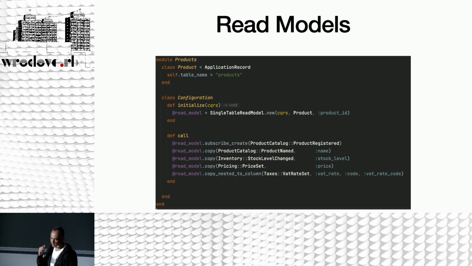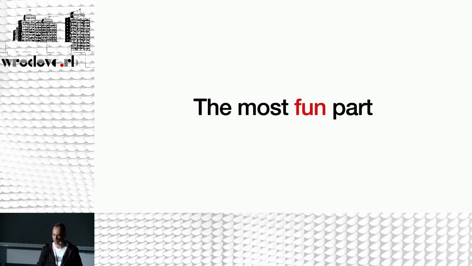And this is a DSL I came up with recently. So we are just declaring that this read model subscribes to those events you can see in the call method, so product register, product name, stock level change. You can see those events come from different namespaces, from different modules, from different domains. So that's why read models live in the application layer, because they don't belong to one specific domain. And you just declare, okay, from which event attribute you map the data to which column in the database. That's very easy.